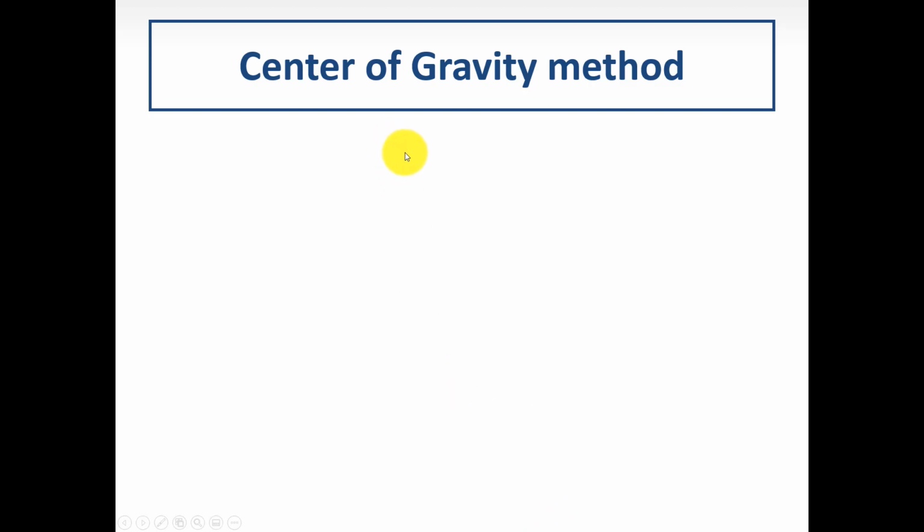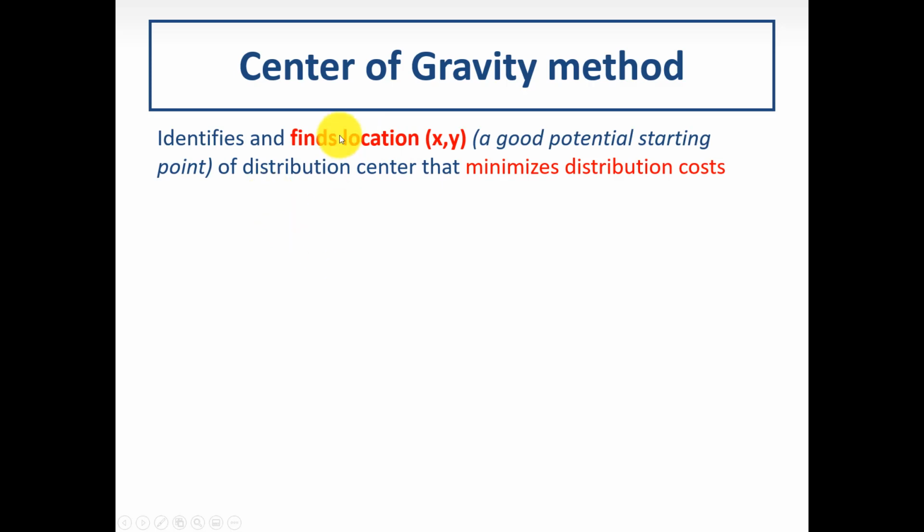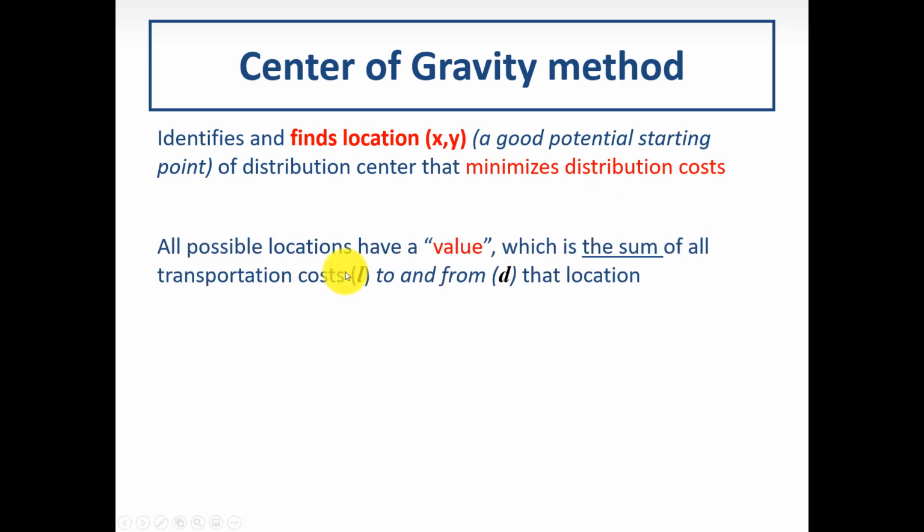Okay, so, center of gravity method. It identifies and finds a location, expressed as coordinates x and y, which is a good potential starting point, a first cut. The idea is to minimize distribution cost. That makes a lot of sense, no? You want a location that is ideal in terms of cost. Because we're talking about cost, we need to talk about value. And value is going to be determined by the sum of all transportation costs to and from that location.